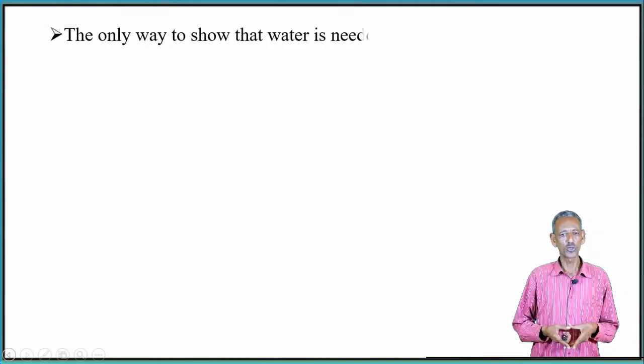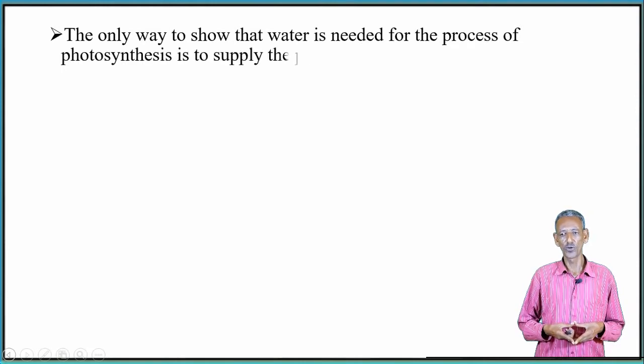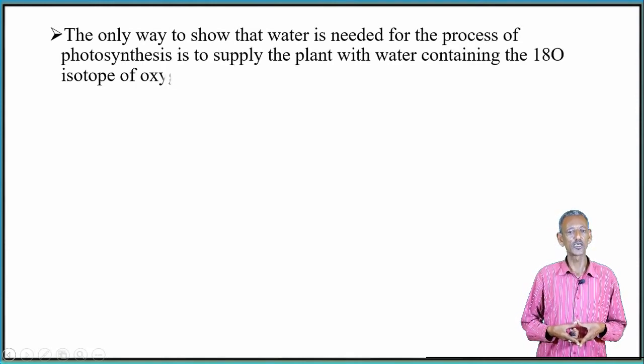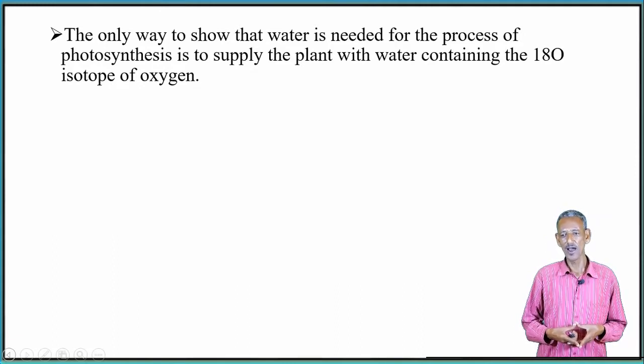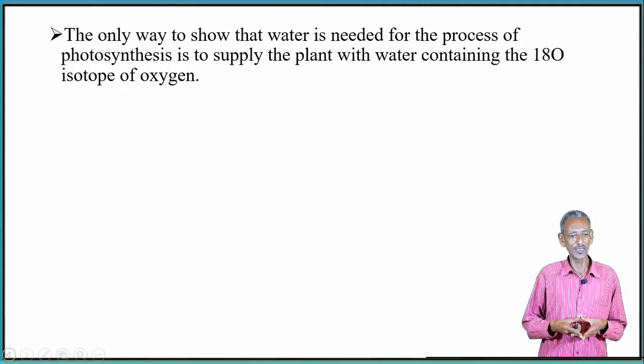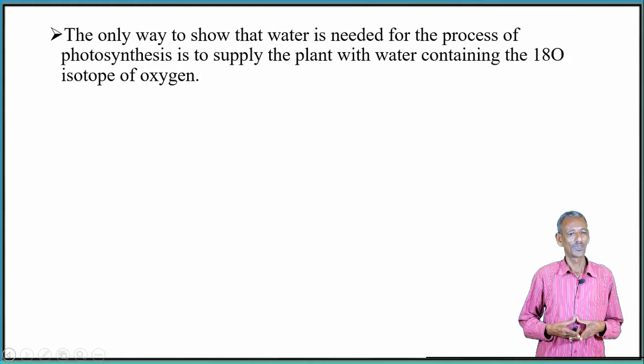The only way to show that water is needed for the process of photosynthesis is to supply the plant with water containing the 18O isotope of oxygen.